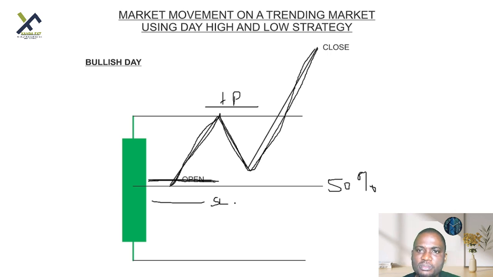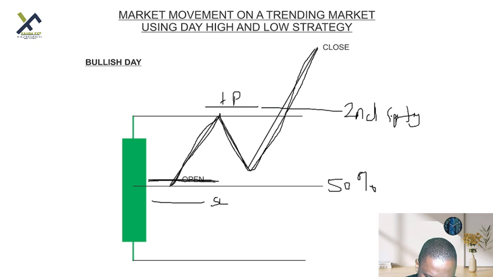Now let's assume I missed the 50% Fibonacci level entry. So where should be my second entry? My second entry will be exactly on this spot, a little bit above the 50%. Okay, that should be my second entry. Don't mind my writing. Because I know that the current market will close above the previous close of the other day, my second entry becomes a little bit above the previous day high.